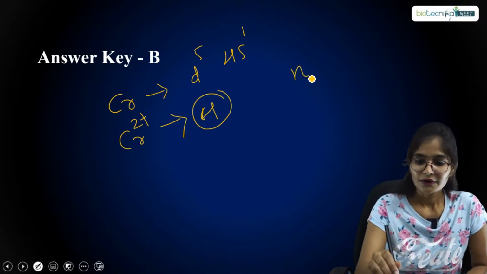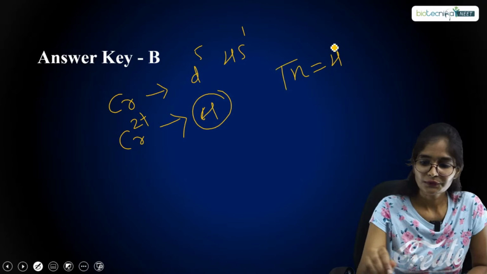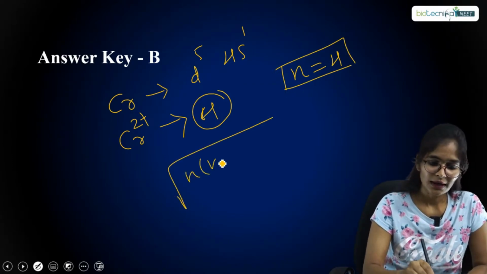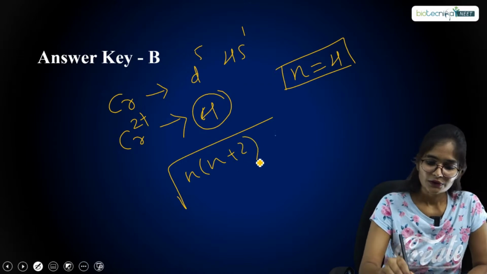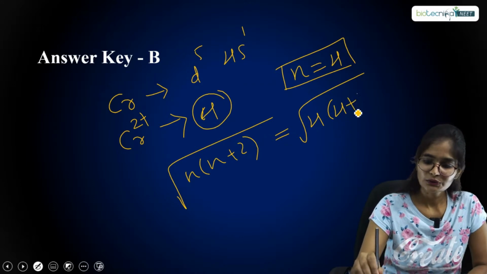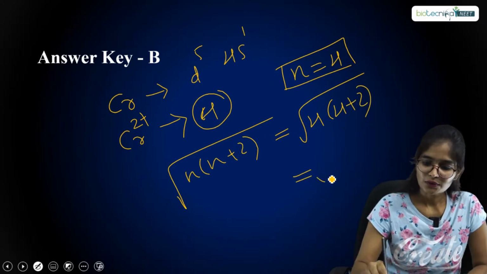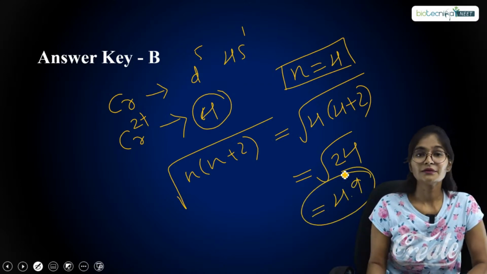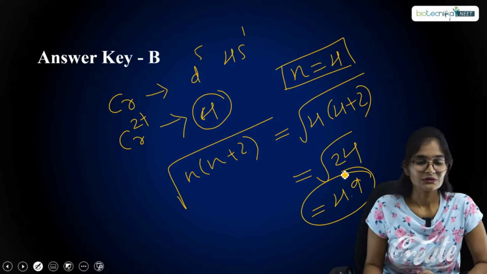So now your n value will be equal to 4. Now you have to put this in the equation, that is square root of n into n plus 2, right? So this will be what? Square root of 4 into 4 plus 2, right? So what will you get? You will get square root of 24. So square root of 24 will be 4.90. So this is what you have got overall as the answer, that is option B.